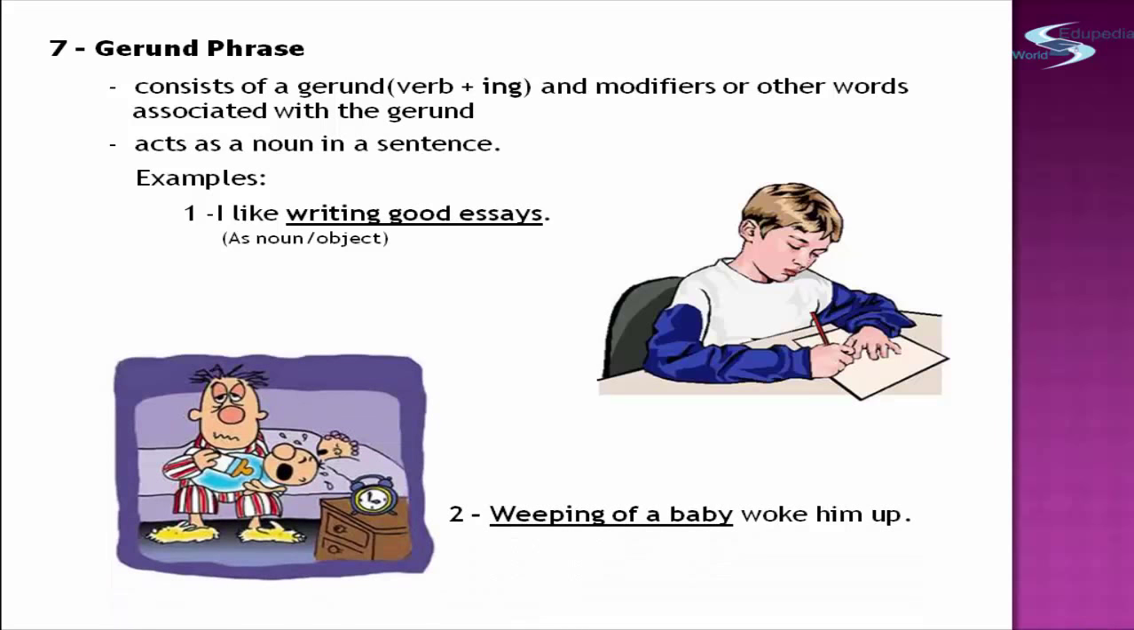In the second example, weeping of a baby woke him up. Weeping is a gerund. It comes from the word weep plus ing. This functions as a noun and it is the subject of the sentence.